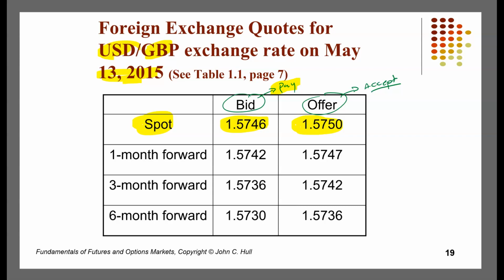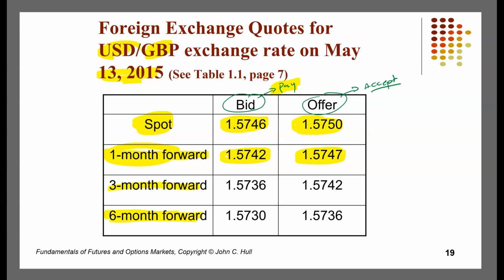Now, one month from now, which is the one month forward, the market maker is willing to guarantee today that the transaction is going to happen one month from now at $1.5742. That is, the market maker is willing to pay in one month $1.5742 for a British pound. In the same manner, the market maker is willing to accept 1.5747 US dollars for a British pound one month from today. The same approach to understanding this goes for the three months and the six months.